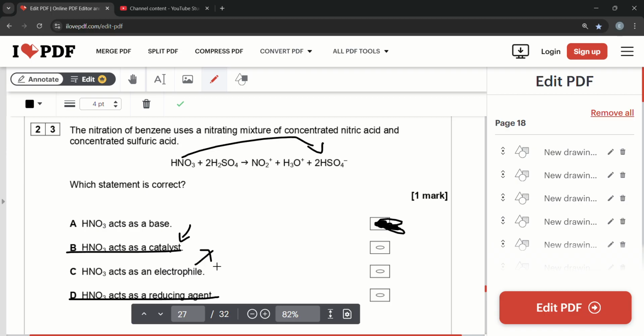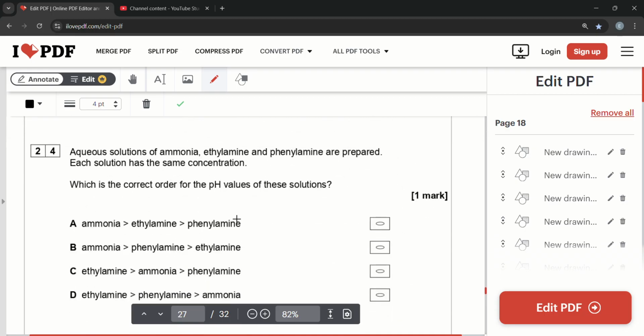An electrophile. What's the definition of electrophile? Well, a nucleophile is an electron pair donor, an electrophile is an electron pair acceptor, I think. But the answer is A.